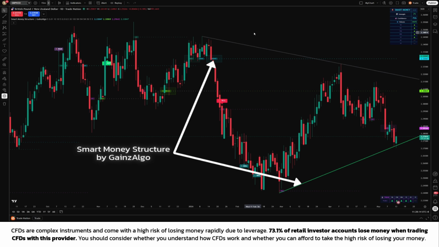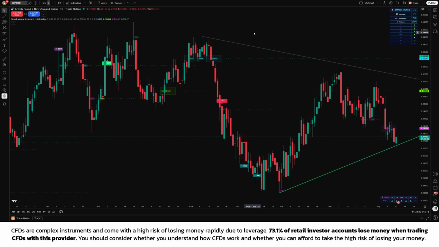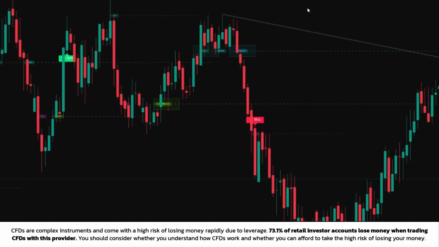GainzAlgo's Smart Money Structure is designed to make smart money analysis more readable by bringing structure, trend, momentum, and volume into one chart view. Rather than treating market structure as a standalone concept, it frames it inside a broader workflow, so the chart is not only showing where price has shifted, but also whether that shift has enough support behind it to matter.